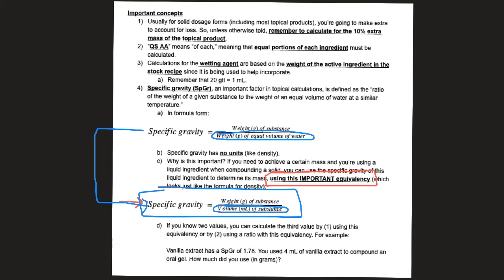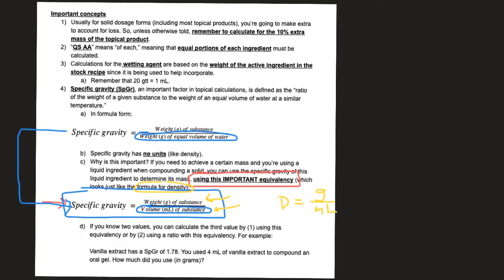And a helpful hint, if it helps you remember, it looks just like the formula for density. If you remember from grade school or high school, density is equivalent to mass over volume, and here specific gravity is also equivalent to mass over volume. So if you know 2 values, you can calculate the third value by using this equivalency or using a ratio with this equivalency. So basically, if you know the specific gravity and the volume of a substance, you can determine the weight of a substance, especially for a liquid ingredient.